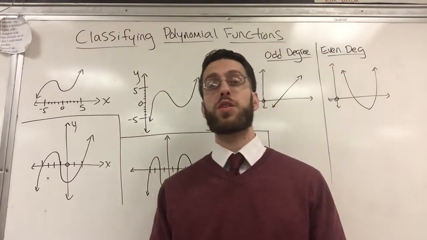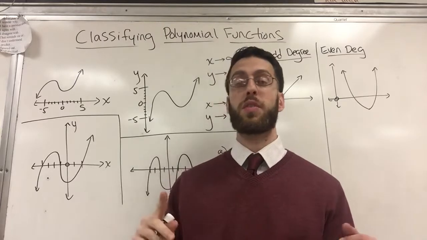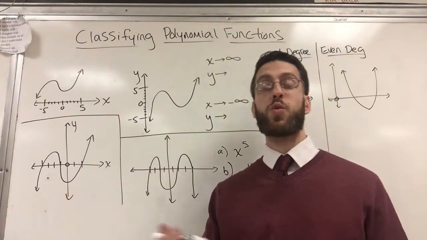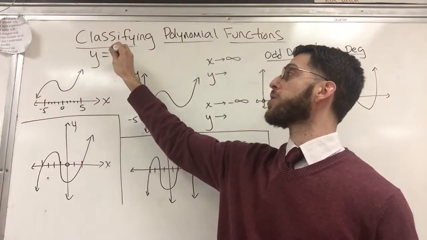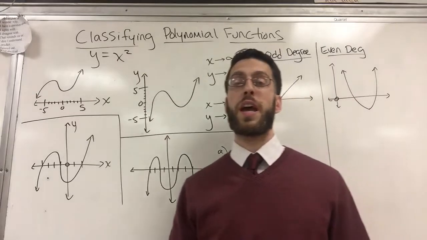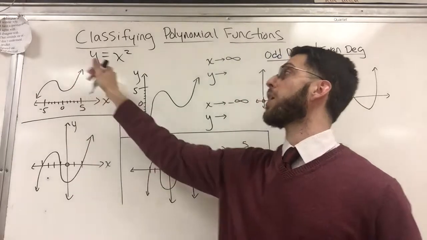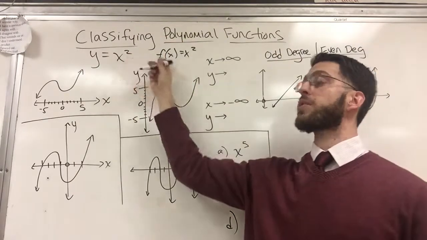A function is a relationship between x and y. So you can think of a function as a graph. You can think of a function as an equation. Here's an example of a function that you already have been dealing with. Y equals x squared, right? That's a function. And since I'm using the word function, I might replace the y with f of x equals x squared, all right? So these are examples of functions.